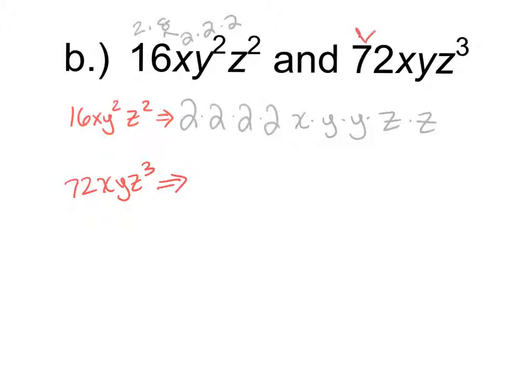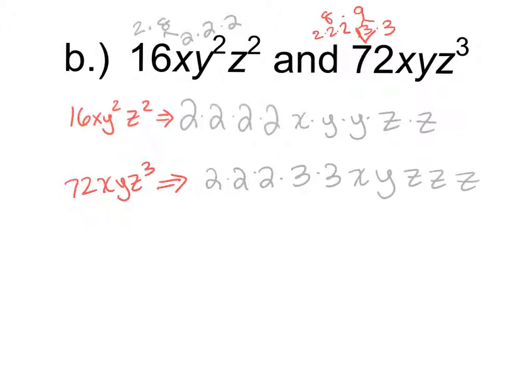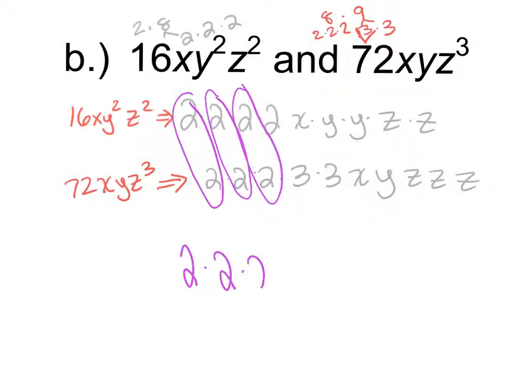So 72 is really 8 times 9. 8 is really 2 times itself 3 times, and 9 is really 3 times itself twice. So 2 times 2 times 2 is 8. Times 3 times 3 is 9, so 8 times 9 is 72. Then my variables, x, I have 1, I have 1 y, and I have 3 z's. This is the long way of doing it. What do we have in common? We have a 2, and another 2, and another 2, and that's all that we have numerically in common.